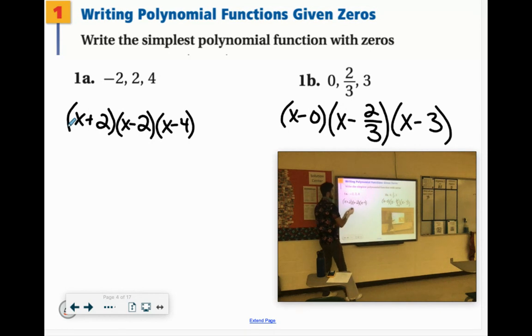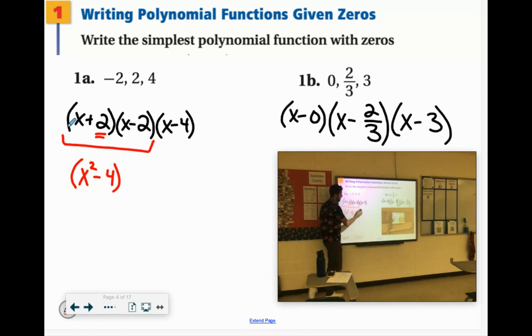So over here, I have the difference of squares. That's easy to multiply. So when you have the difference of squares, you square the first term, you always put a minus, and you square the last term. x squared is x squared. Put a minus. 2 squared is 4. Which you would get if you FOILed it anyway. And now we're going to multiply that by the other x minus 4.